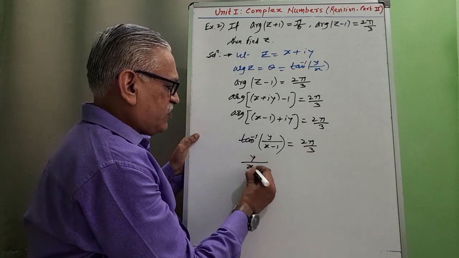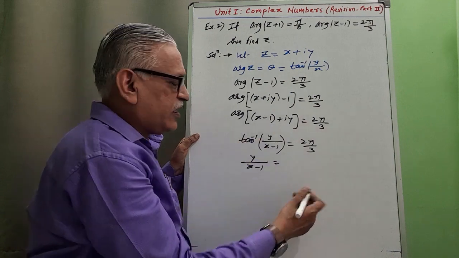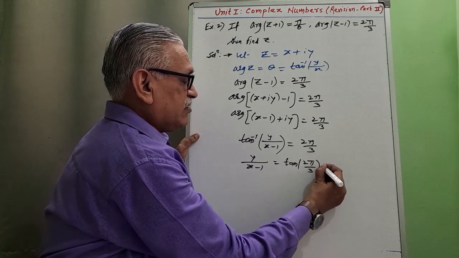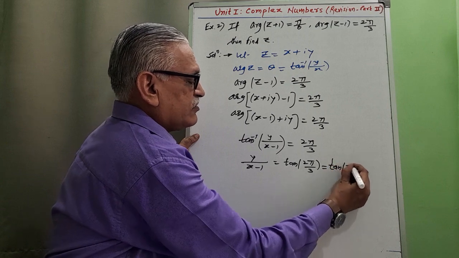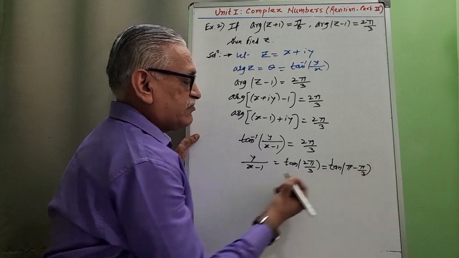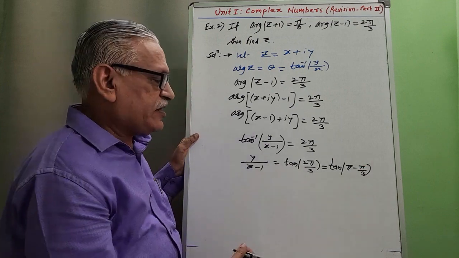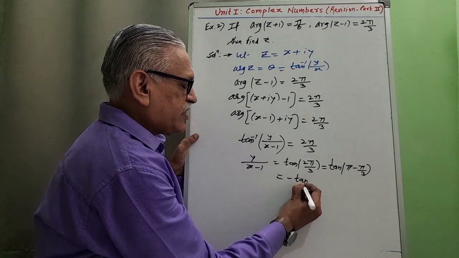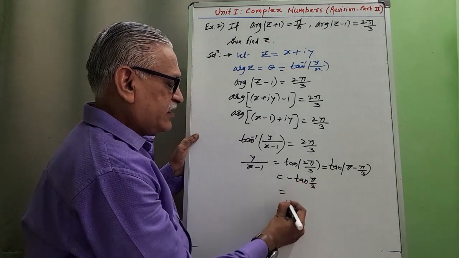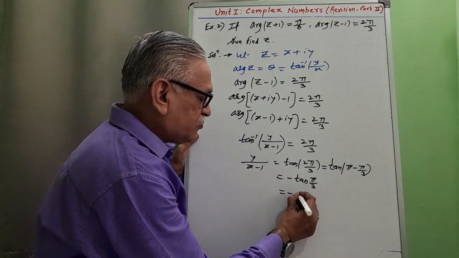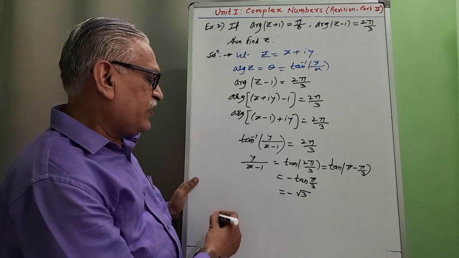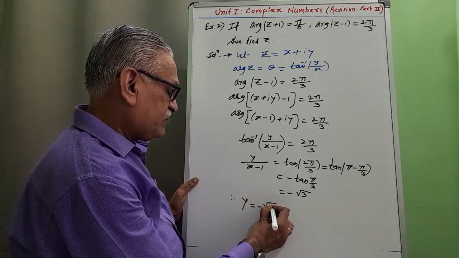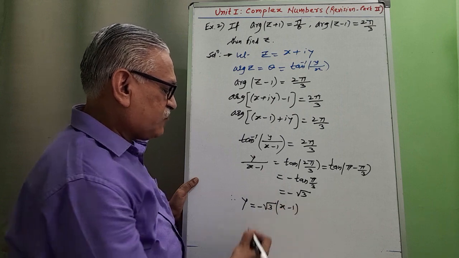So y upon x minus 1 is equal to, transferring tan inverse to the other side, tan of 2 pi by 3, which is nothing but tan of pi minus pi by 3, since 3 pi minus pi gives 2 pi divided by 3. By a standard result from trigonometry, tan of pi minus theta is minus tan theta. Therefore it is minus tan of pi by 3, and the value of tan pi by 3 is square root of 3. And therefore we get the second equation as y is equal to minus root 3 multiplied by x minus 1.